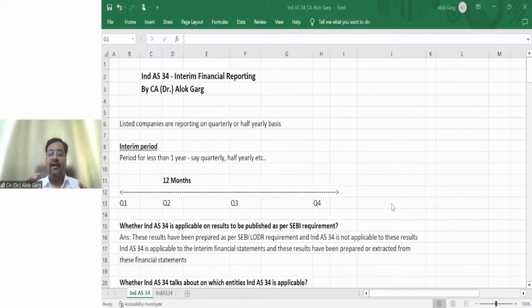There is a separate standard which talks about interim financial statements. And what does interim financial statement mean? Interim means less than 1 year. Okay. If you are preparing a full year financial statement, then Ind AS 34 will not be applicable. Then which is applicable? Then Ind AS 1 will be applicable, right? Is that clear?